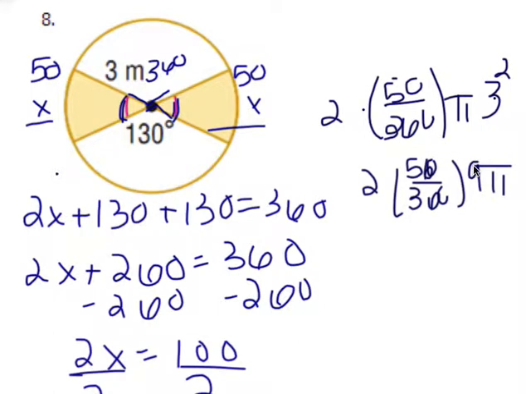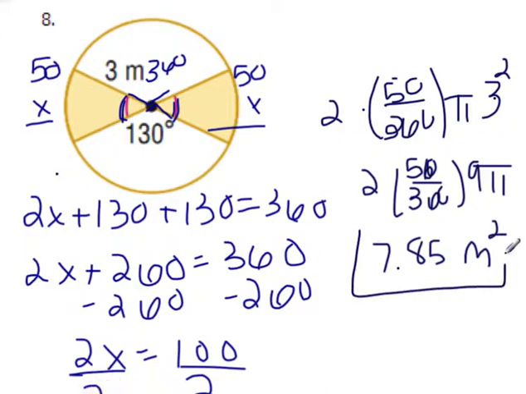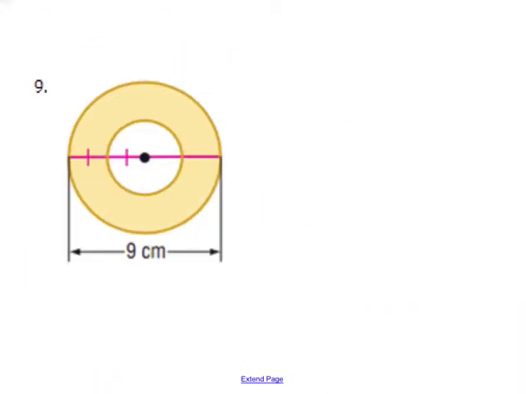You can go ahead and type all of that into your calculators. And when you do that, you end up getting 7.85, and then our label is meters, so we're going to square it. Again, I do want you guys to try typing this in your calculators yourself so that you can make sure you are doing it correctly. Okay, next, let's take a look at this last one.